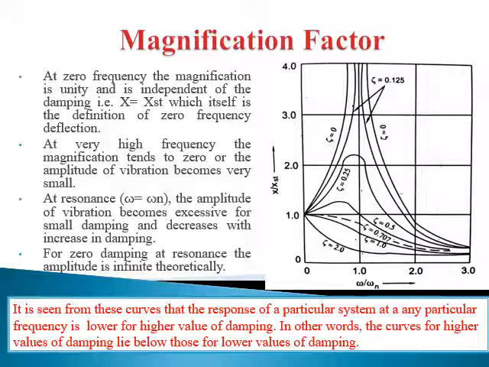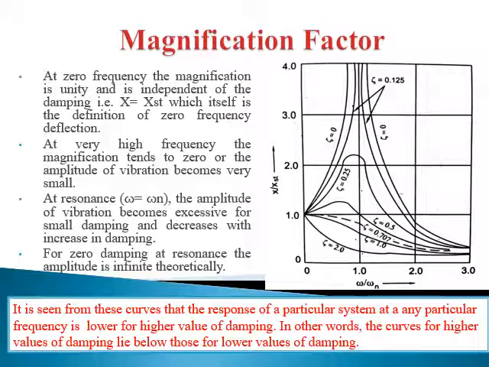At 0 damping, the value of zeta is 0. For 0 damping at resonance, the amplitude is infinite. One conclusion from the graph shown in this slide is that it is seen from these curves that the response of a particular system at any particular frequency is lower for a higher value of damping.